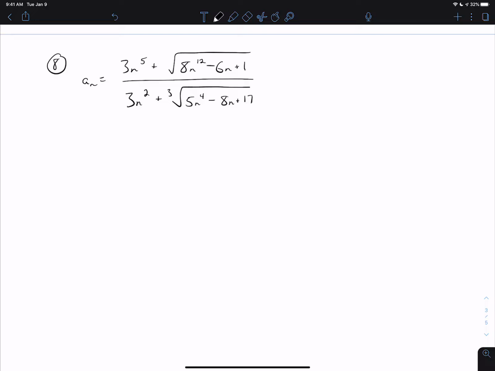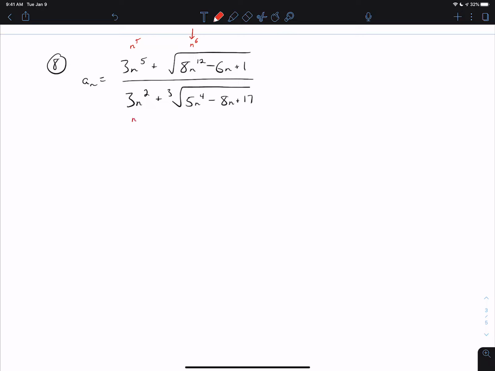Okay, so if we're looking at this problem, as n approaches infinity, the largest term on top, we've got n to the fifth outside of the radical, but the biggest term inside is 8n to the 12th, and we're taking the square root of that. So the variable part of that will end up being n to the sixth, because the square root of n to the 12th is n to the sixth. We divide the power by 2. So when we're looking at the dominant term, we're looking at power functions here. So n to a power, the n to the sixth will dominate. So the square root of 8n to the 12th is what we're going to take out of that.